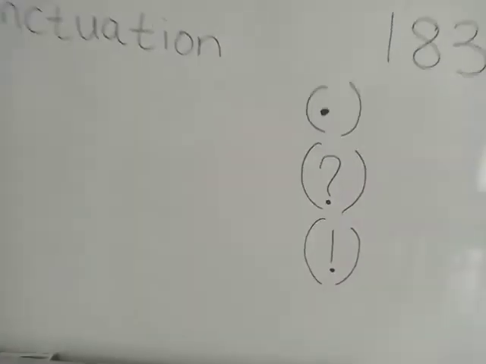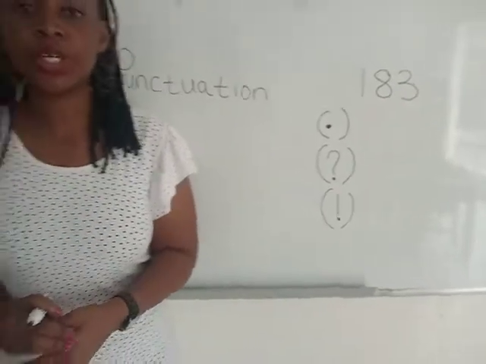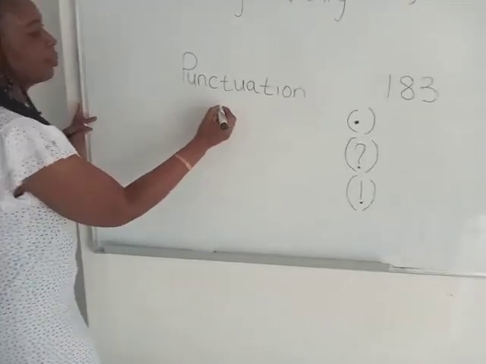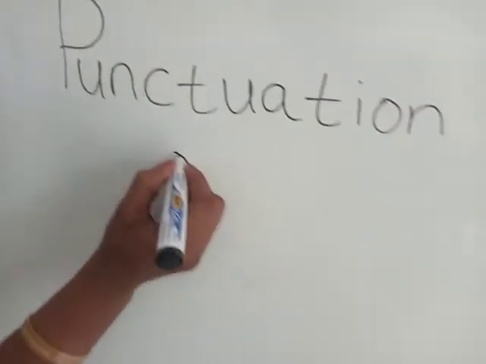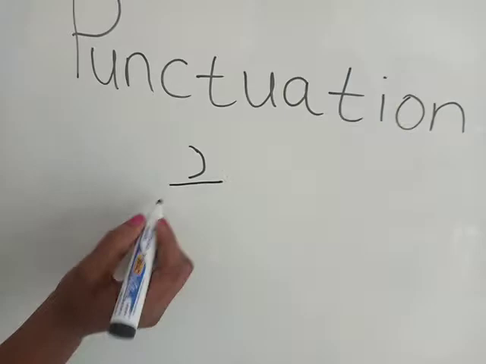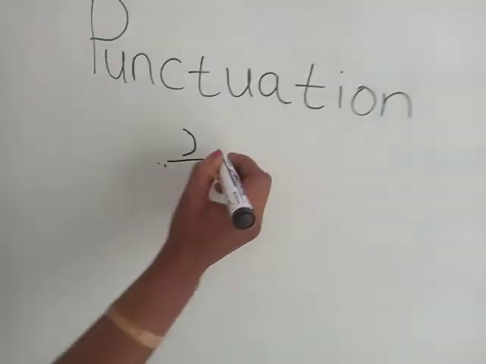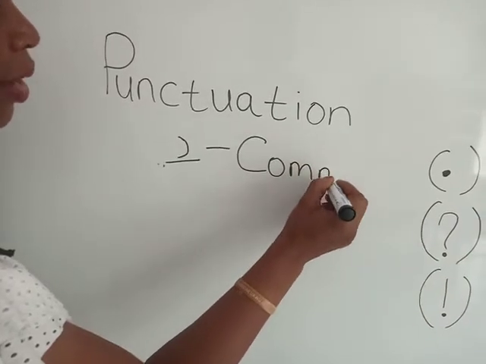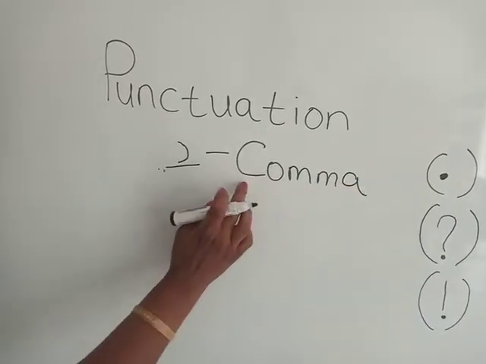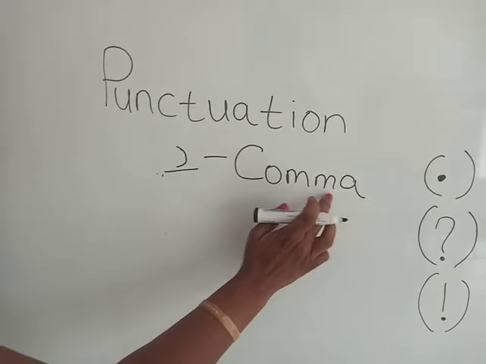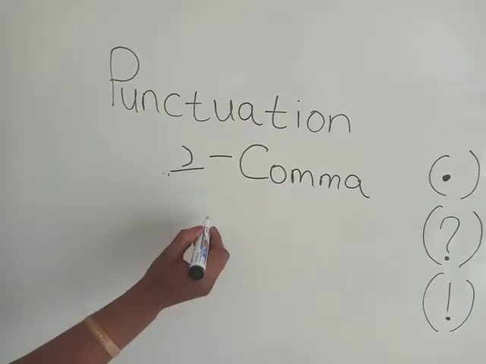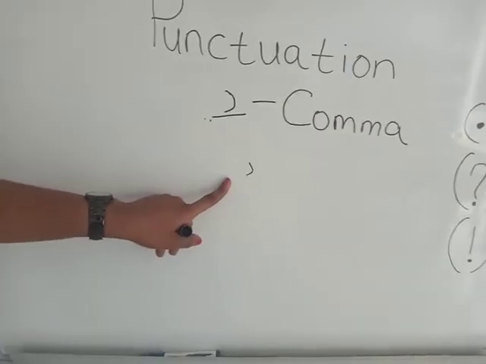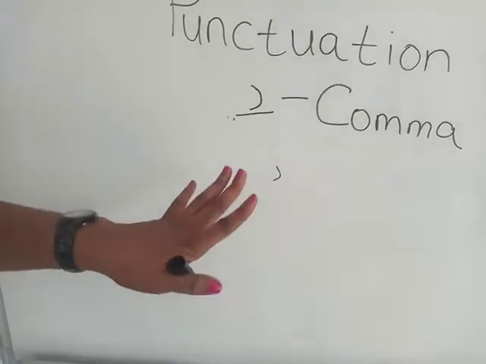So today we're going to be looking at another punctuation mark, which is the comma. It is written like this. This is called the comma. Everyone say comma. And it is spelled C-O-M-M-A. This is a comma, okay? So this is the punctuation mark we will be talking about today.